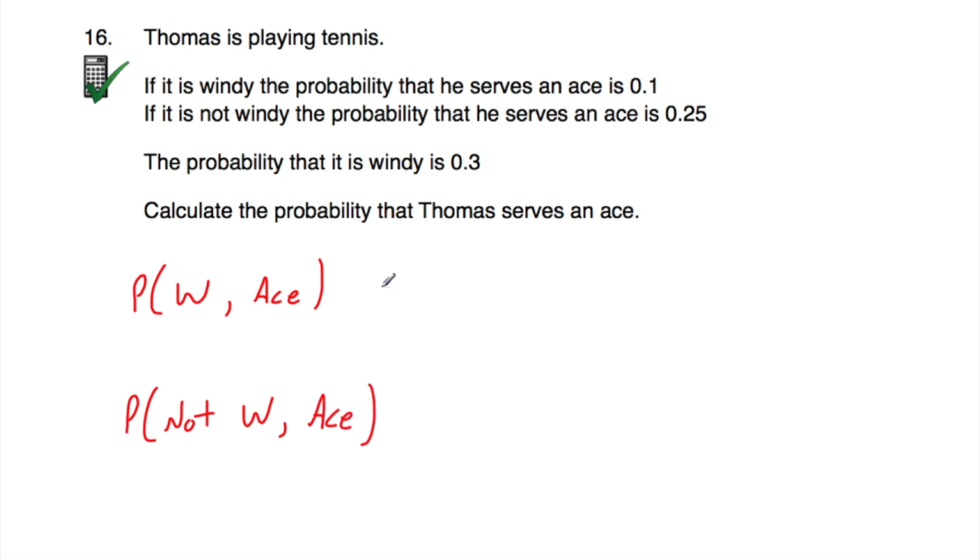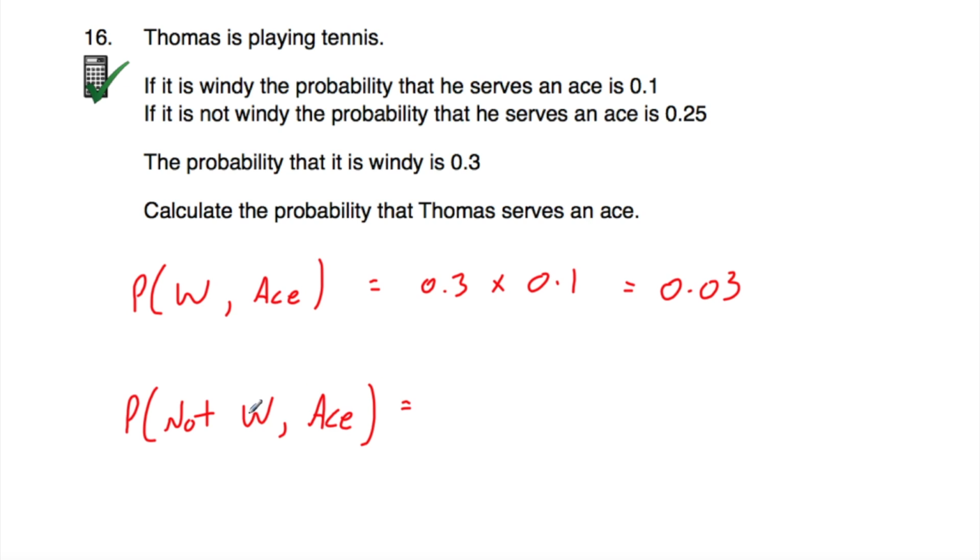So let's do that. In terms of windy and ace, the probability that it's windy is 0.3, so it's going to be 0.3, multiplied by the probability that he gets an ace if it's windy, which is 0.1. So if we do 0.3 times 0.1, that'll tell us the probability that it's going to be windy and that Thomas serves an ace. And if you think of your tree diagram, that makes sense, because you would do windy, which is 0.3, and then ace, 0.1, and you times those together. And 0.3 times 0.1 is 0.03.